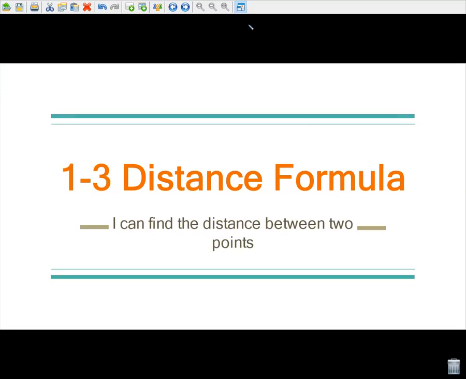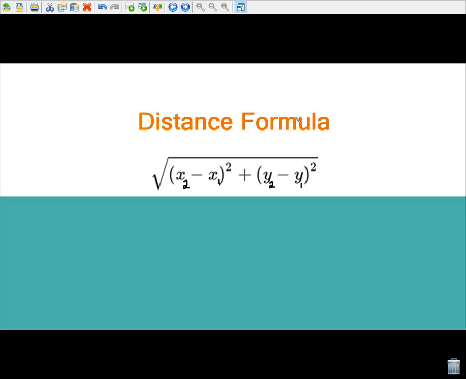All right, let's go ahead and get started with our lesson today. 1.3 distance formula. So this is all about distance. Our I can statement for today is I can find the distance between 2 points. Let's go ahead and get started. Our first slide here, you're going to want to write this down. We're going to use this a lot today.